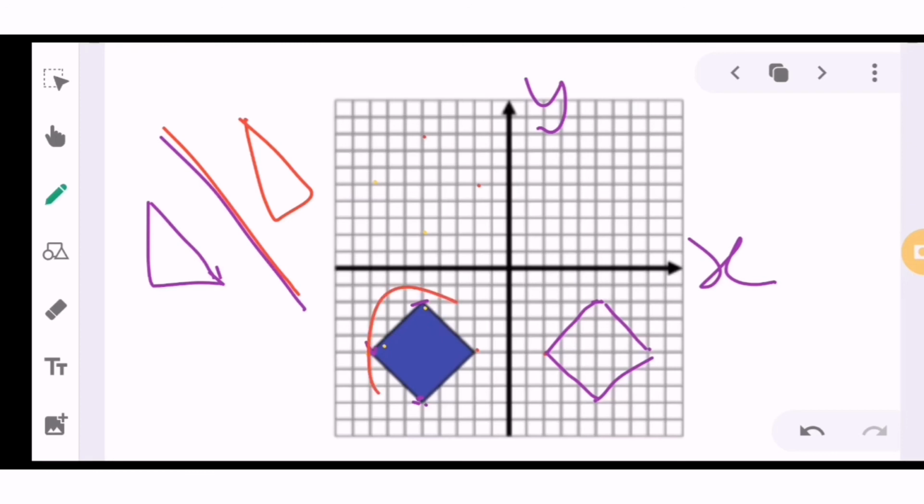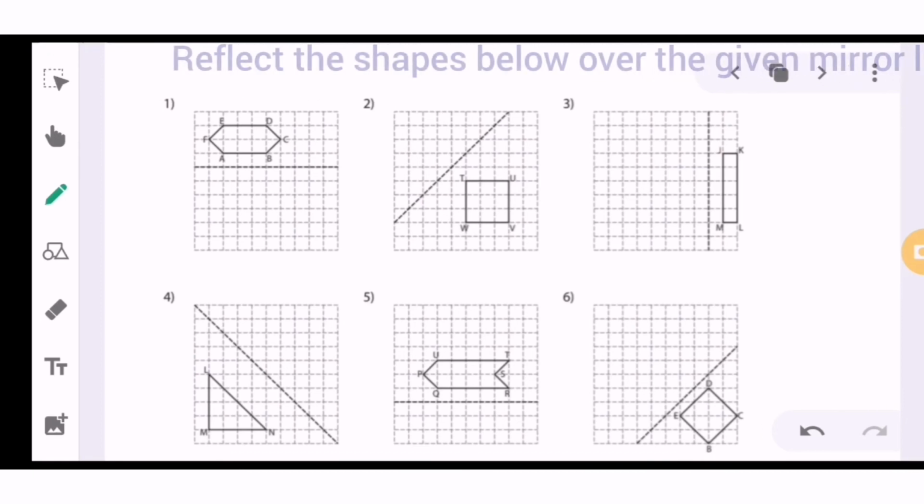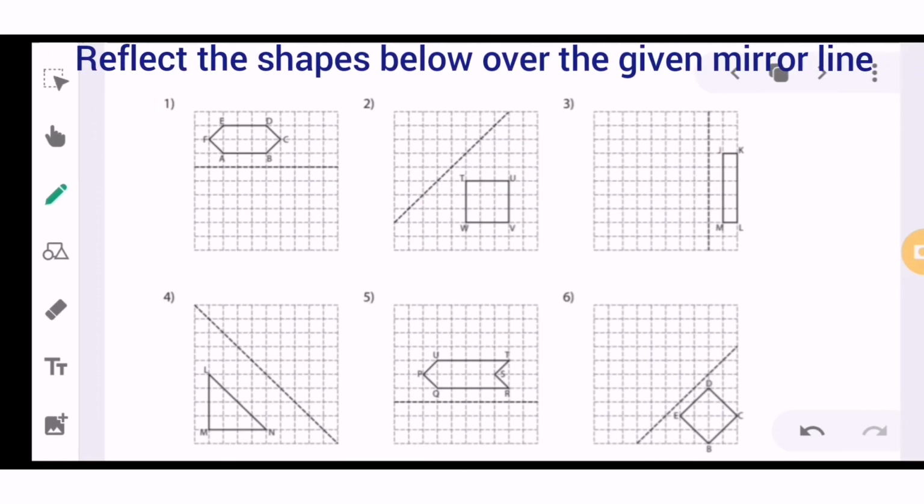Always the object and the image should be the same in reflection. After reflecting, you are only flipping them over. So the size of the object and the size of your image should be the same. Got it? Great. Now I want you to try out the following. Pause the video and try work this out. You are reflecting the given objects over the mirror line.